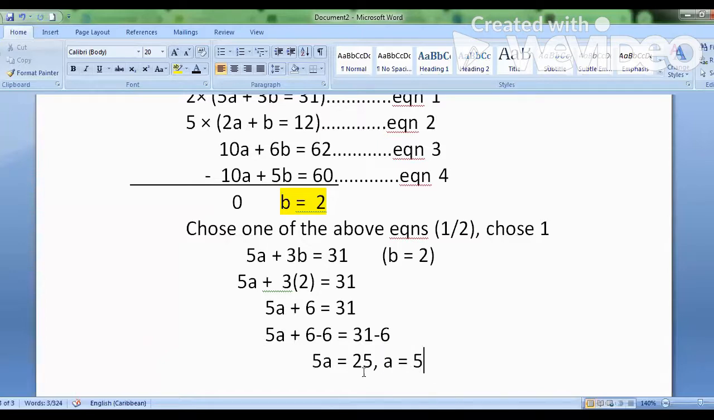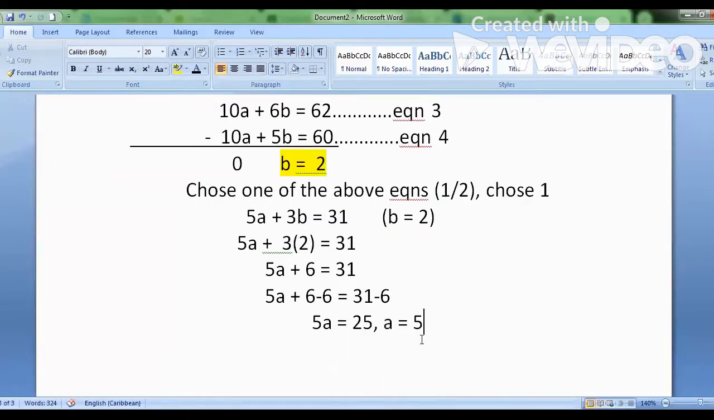So A is equal to 5. So our final answer, A is equal to what? 5. And B is equal to what? 2. And that's your final answer.